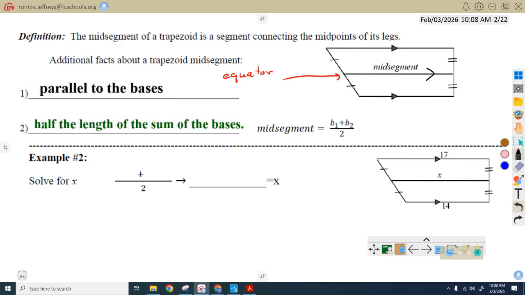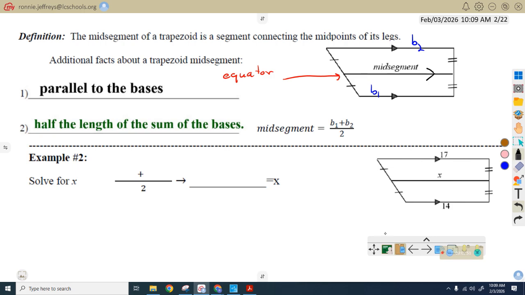Now, the length of this mid-segment is half the sum of the bases. Basically, this is what it is. You add whatever, this could be base 1, it could be base 2, you add these two together, divide by 2, you get the length of that mid-segment. Okay?